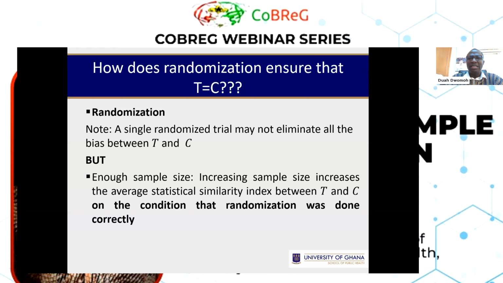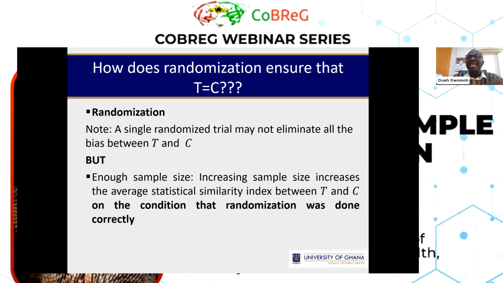Now, how does randomization ensure that the characteristics of the treatment group are the same as the control? We must take note that a single randomized trial may not eliminate all biases between the treatment and the control. There are cases, especially when you have a very small sample size, where there is a statistically significant difference, for instance, in the mean age between the intervention and the control group. A huge difference, and your p-value is statistically significant. In that case, yes, you did randomization, but you did not achieve 100% similarity for the observed variables between the control and the intervention group.